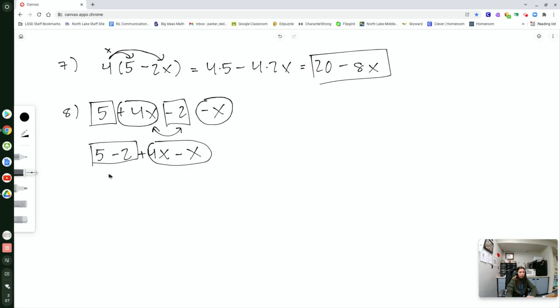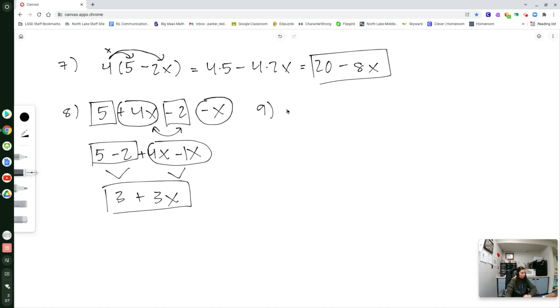So I can go ahead and actually combine them now. 5 minus 2, I get 3. 4x minus x, what is that? Well, if I have just an x alone, that's just 1x. 1 times x is x. So 4x's minus 1x's, that makes 3x's. And so my final answer, my expression, is 3 plus 3x.